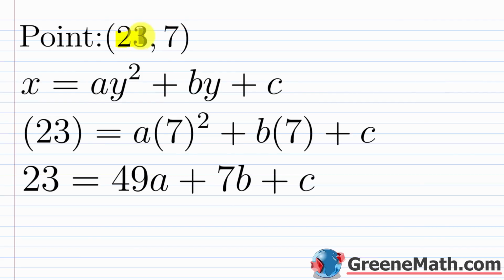So we have 23 for the x value. Again, that's going right here. So we end up plugging that in right there. And then we have 7 for the y value. So that's right here and then right here. So we're going to plug that in here and then also here. So we end up with 23 equals 49a plus 7b plus c.